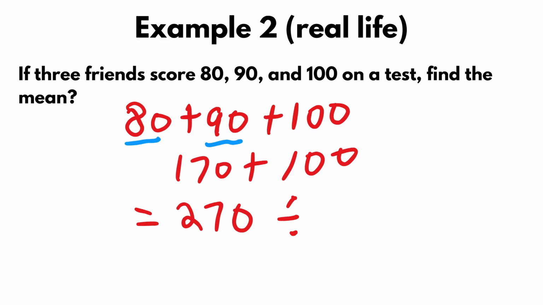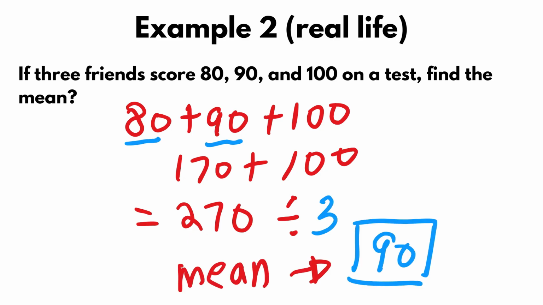That's 270. Now, divided, how many numbers were given? There are three numbers, 80, 90, and 100. That's three numbers. Let's divide 270 by 3. If we divide 270 by 3, we get a total of 90, and that's our mean. Always check you divided by the correct amount of numbers. If not, you will get a wrong answer.